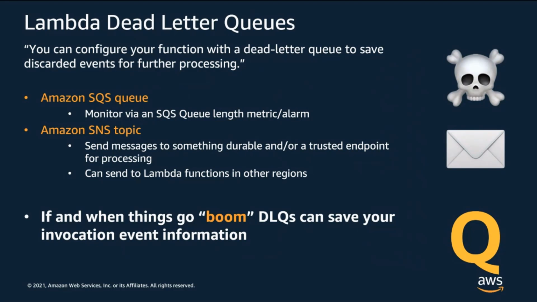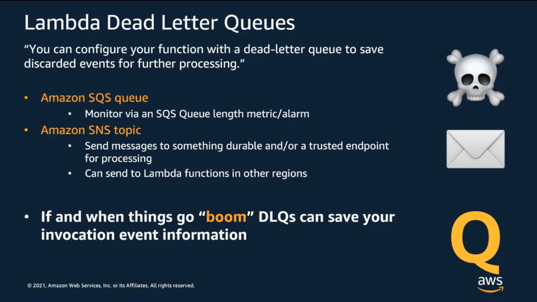Now, what happens if something unexpected happens? If there's a backend error or your Lambda code doesn't work, something just unexpectedly bad happens. How do you make sure that your messages and your data are not lost? What you do is you configure your Lambda function with a dead letter queue to save discarded events for further processing. Dead letter queues, or DLQs, are a common capability in queuing and messaging systems that allow you to handle failures in the event that your message receiving systems are failing.